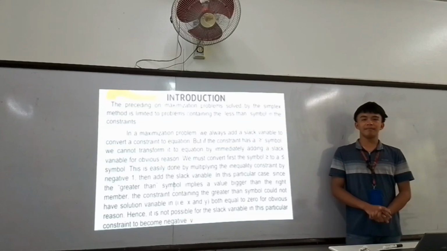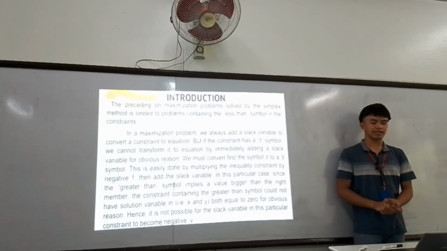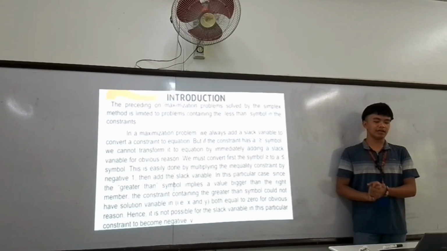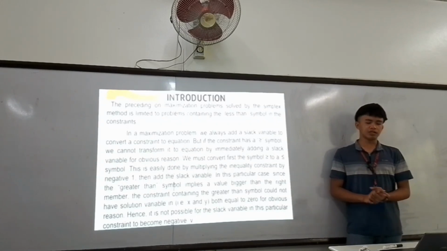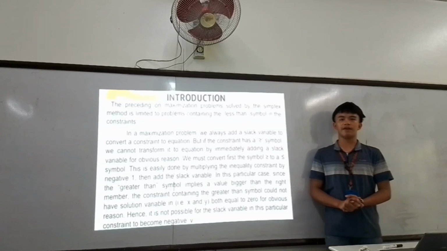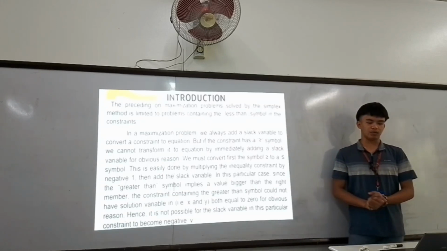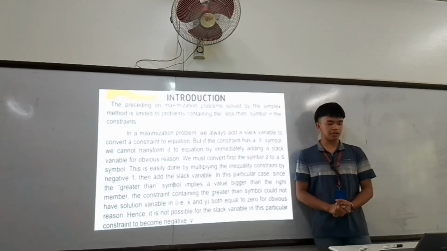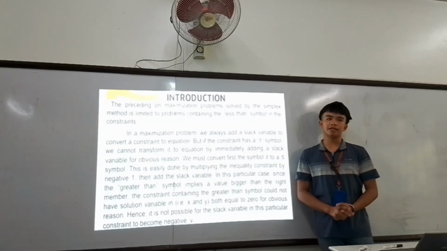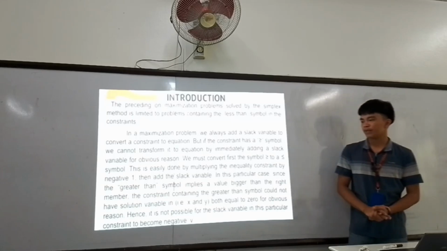Then add the slack variable. In this particular case, since the greater than symbol implies a value bigger than the right number, the constraint containing the greater than symbol could not have a solution with variables x and y both equal to 0, for obvious reason. Hence, it is not possible for the slack variable in this particular constraint to become negative.